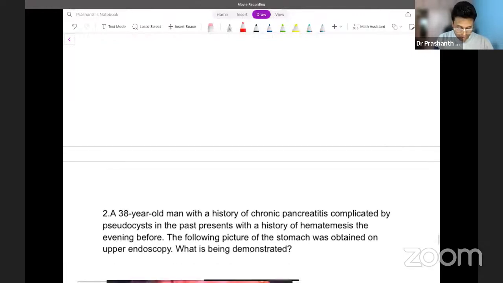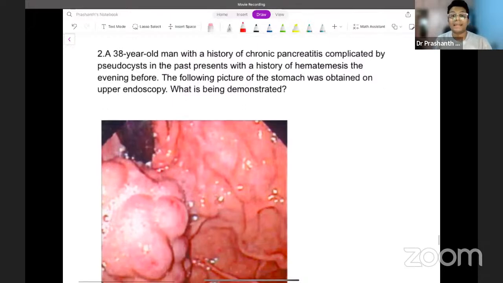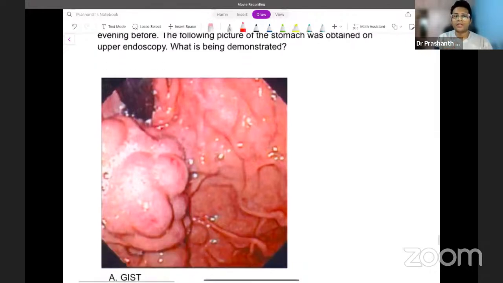The next question is, a 38-year-old man with history of chronic pancreatitis, complicated by a pseudocyst in the past, presents with history of hematemesis the evening before. You do an endoscopy, and this is the figure that you have got. Students who have gone through my previous videos would be well accustomed to how to recognize the pictures from an endoscopy.